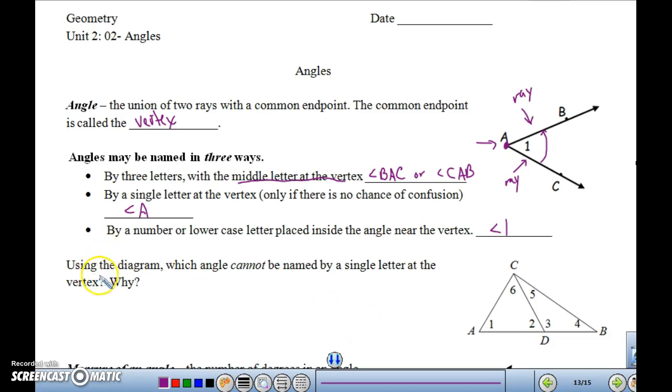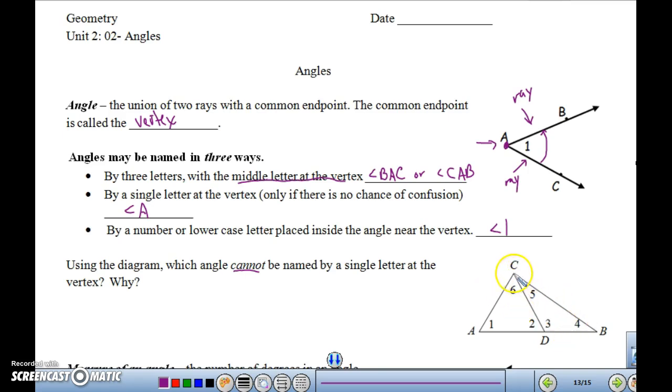Now, using the diagram, which angle cannot be named by a single letter at the vertex and why? All right, let's look at our letters A, B, C, and D. A is a vertex, B is a vertex, C is a vertex, D is a vertex. Now, if I look at angle A, there is only one angle A there. That's the only way we can do that. And same thing with angle B. But let's look at angle C.